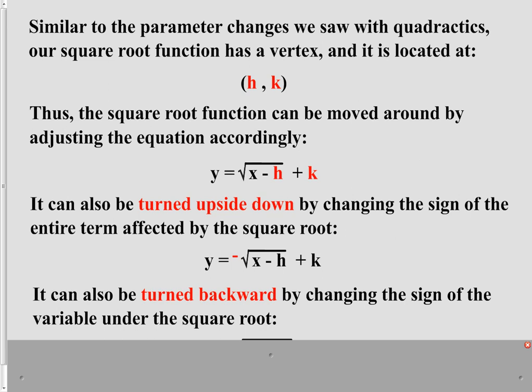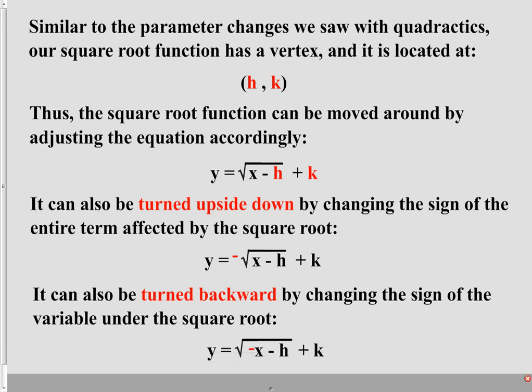Okay. There is a different way to change the sign of this x, and that would be inside of the square root. Okay, and that would actually turn our square root function backwards. So we can turn our square root function backwards by changing the sign of the variable underneath the radical. Okay, so you've got to pay attention. There's two different instances there. One of them is changing the sign of the entire term dealing with the radical. That turns it upside down. The other is simply reversing the sign of the variable that is interacting with the radical. That's going to turn it from left to right, back to right to left, stuff like that.